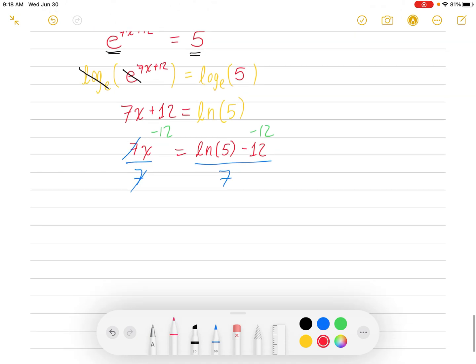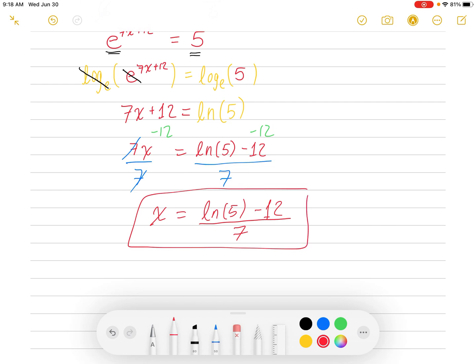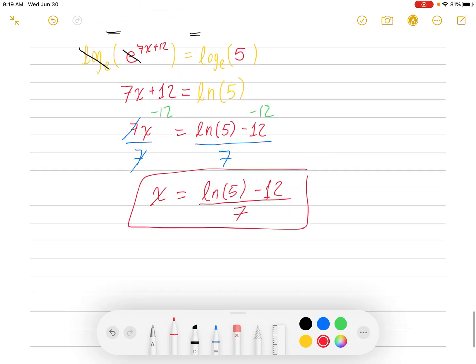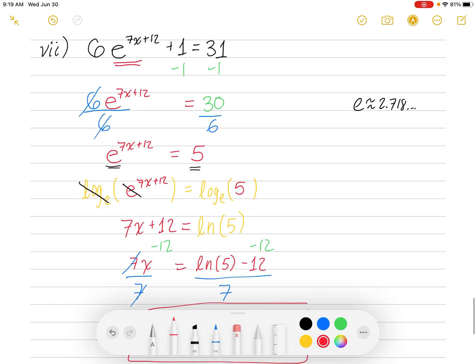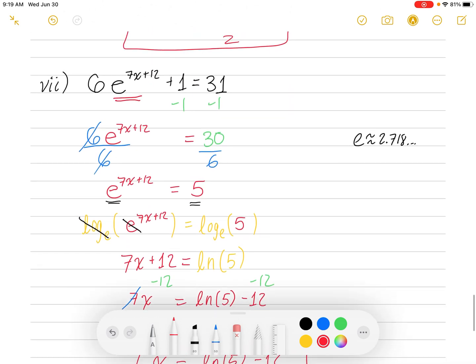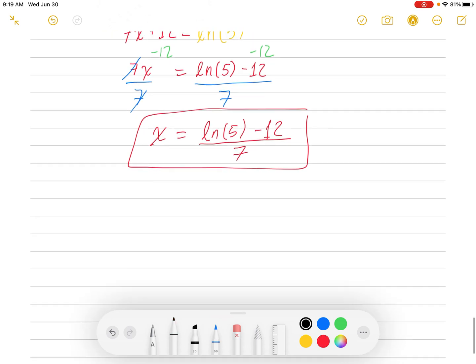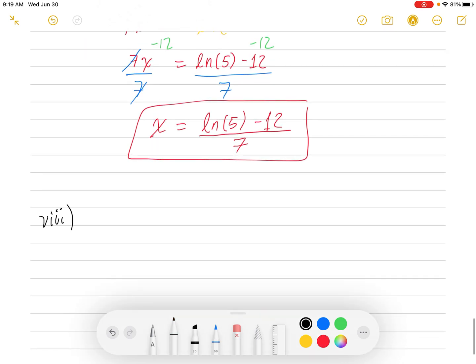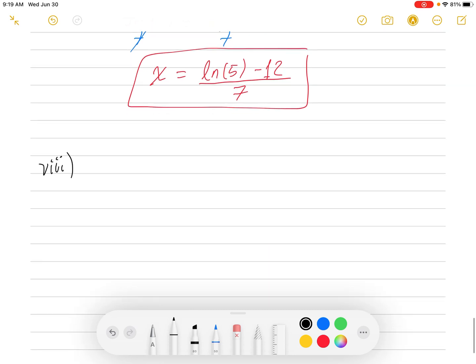So from there, you want to get the x by itself, so let's subtract 12 from each side. We get 7x equals the natural log of 5 minus 12. And then we just divide both sides by 7 to get the x by itself. The 7's will cancel on the left, and we get x equals the natural log of 5 minus 12, divided by 7. And there's your solution. Don't try to plug that in a calculator and round it off. We want the exact solution, not a rounded off error solution. So that's exactly it. Okay, I guess we'll do one more.